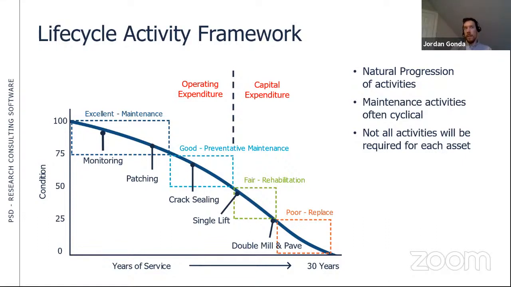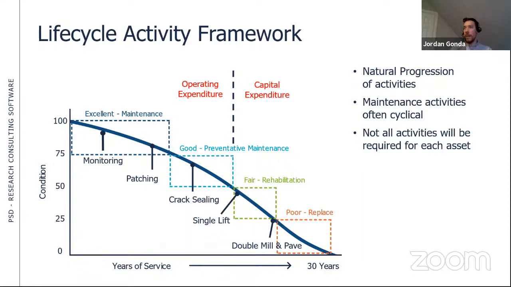So early on in the life of a road, of a building, that's where we have a lot of the operations. That's where we do the monitoring, patching if it's a road. Maybe it's putting a coating on a steel member if it's a facility. Some preventative maintenance, the kind of maintenance that adds life. And then as you move to the right, you see the condition is going down and the asset's getting older. That's when we get together a capital program. We reline, we resurface, we refurbish. If it's a road, it could be a single lift, a double lift. There are different kinds of rehabilitation. And then we replace. So that's the natural progression. We see that almost all the time.